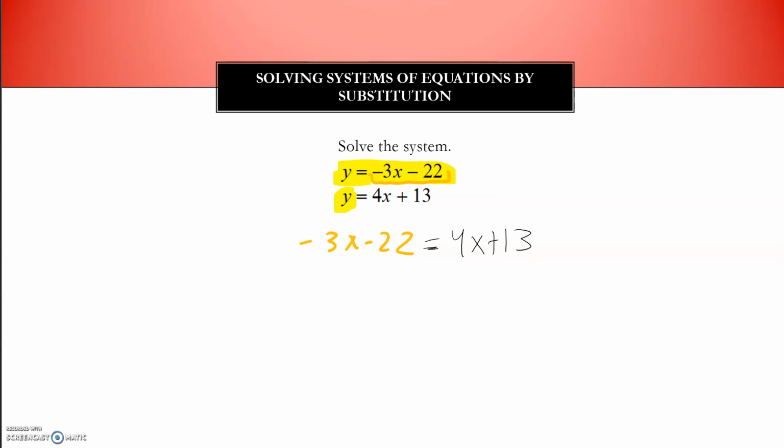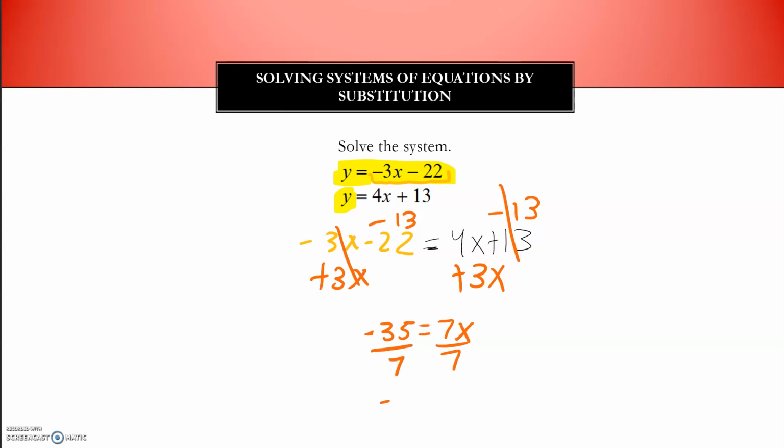Now, see what I did there? We went from two equations, each with two variables, to one equation with one variable on both sides. And now we just do what we learned way back at the beginning of Algebra 1 and solve that equation. We're going to add 3x to each side to keep x positive. We're going to subtract 13 from each side to get the x somewhat by itself. So I get negative 35 equals 7x. Divide both sides by 7. Negative 5 is x. But I'm not done.